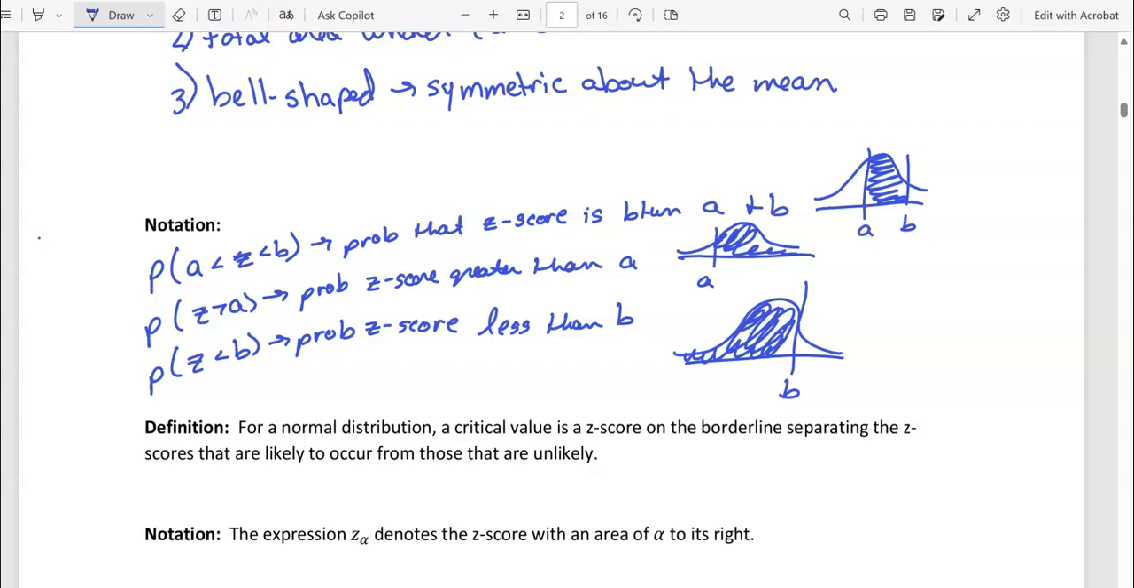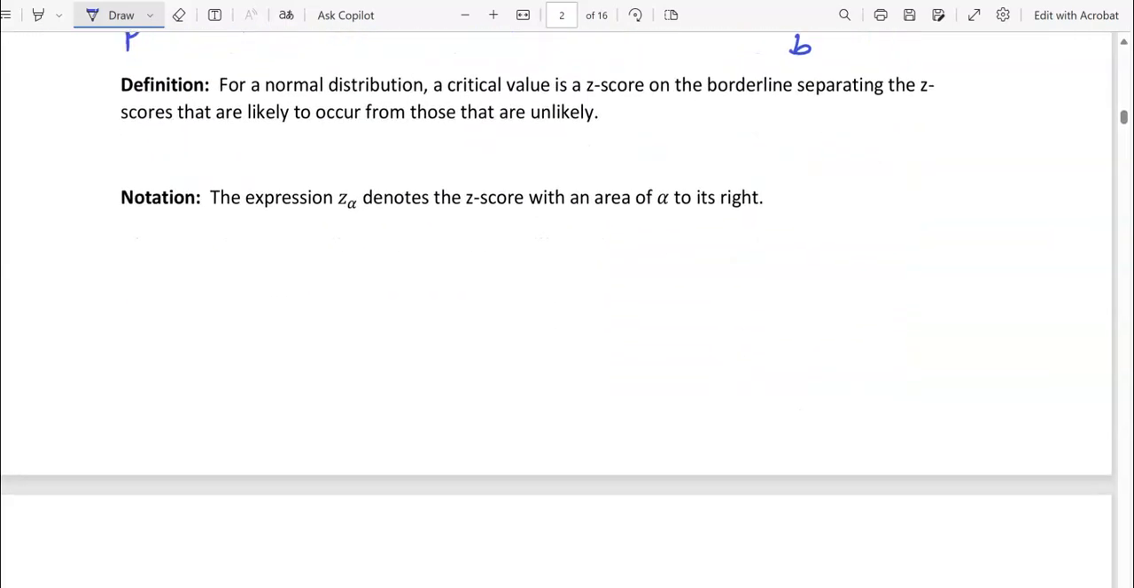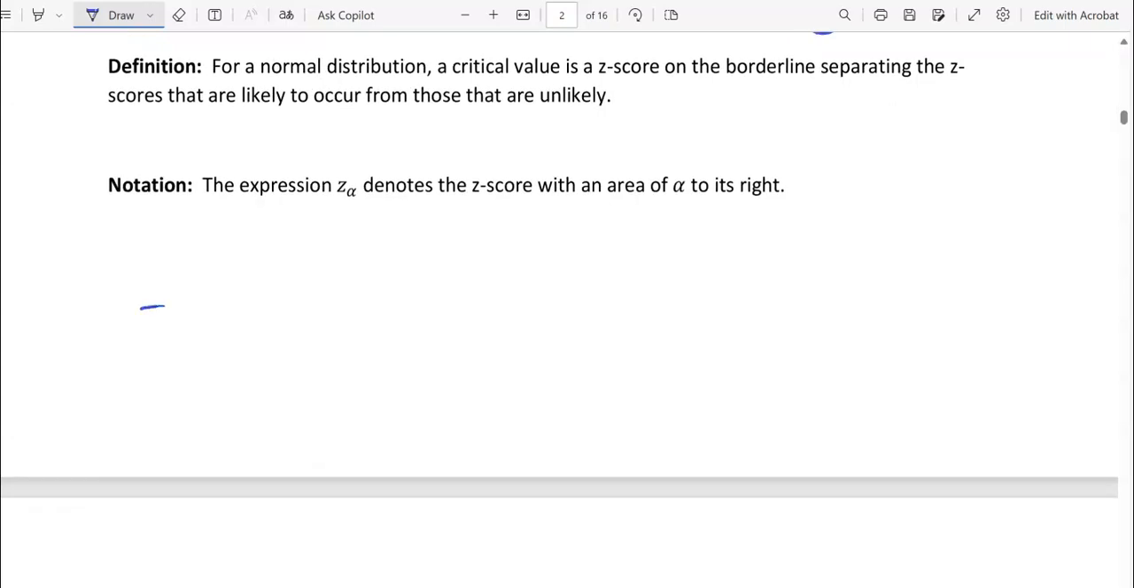For a normal distribution, a critical value is a z-score on the borderline, separating the z-scores that are likely to happen from those that are unlikely to happen. And we're going to see critical values come back up when we start talking about confidence intervals and hypothesis testing. So just to give you an idea of what that's going to look like and some notation associated with that.